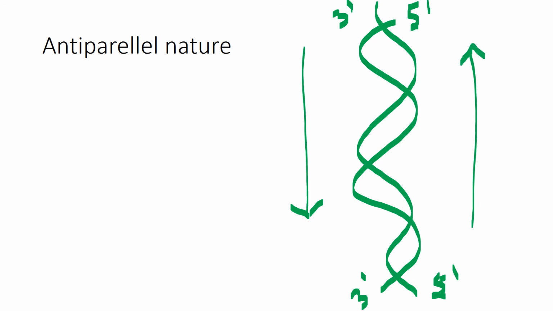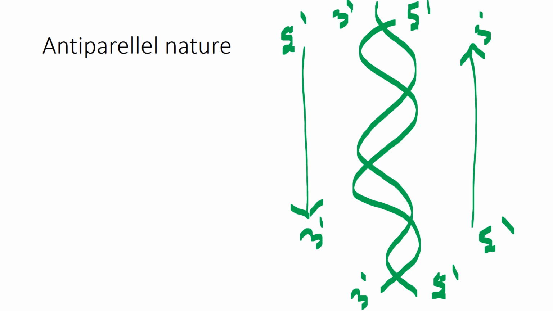The second point was that they were parallel, but the direction was opposite. Like if this was the 5' end for this strand, then here it was the 3' end, and the second strand has this as 3' and this as 5' end, right? So if this strand goes in this way, the second strand has an orientation just opposite to it. So this strand is 5' to 3', then this strand will be in this direction. This nature is called anti-parallel nature.